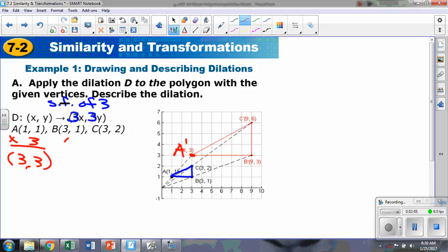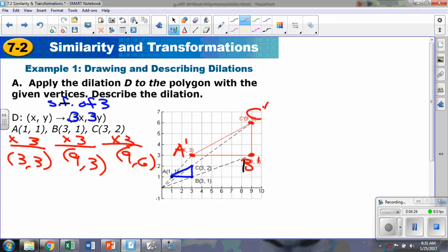Same thing, multiply your next coordinates, both of them by 3. 3 times 3 would give you 9, 1 times 3 is 3. That's how we were able to locate our coordinates for B prime at 9, 3. Same thing, 3 times 3 is 9, 2 times 3 is 6. That leads us to the coordinates of C prime, and then we can graph each one of them, showing where the shapes wind up going.